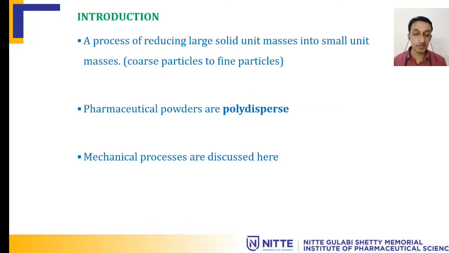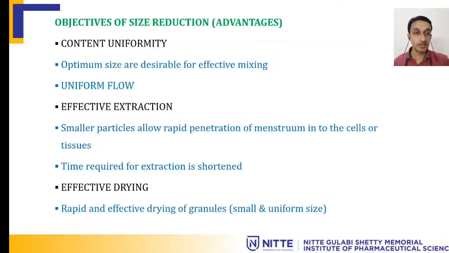So many times in pharmaceutical processing we need these monodispersed particles. In order to achieve that, we do this size reduction of materials. That is one purpose. There are several more examples of size reduction that we will discuss on the go. And size reduction is carried out by mechanical processes, as we are discussing over here. Let us see the objectives of size reduction.